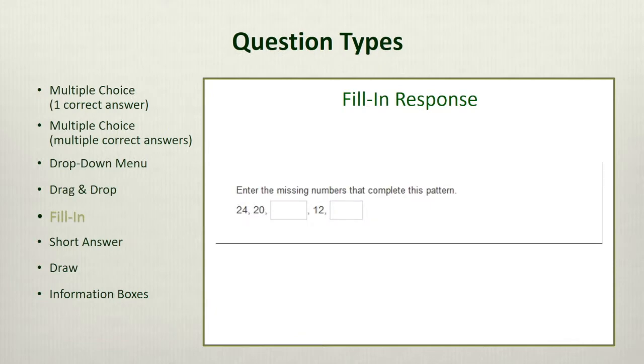Another way students are asked to show their answers is by filling in information. To do this, students simply click into the field and type their answer using the keyboard. For example, in this question, students are asked to fill in the missing numbers to complete the number pattern. Click into the fields and enter the numbers. Each part must be completed correctly for the response to be auto-scored as correct.